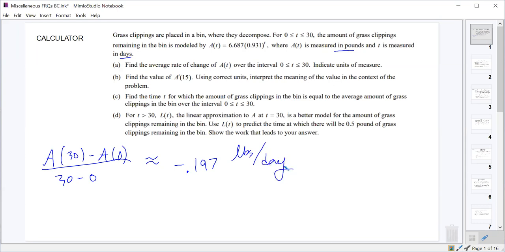What did you put? Pounds per? You put pounds per second. Okay, wonderful. All right, so see it right here. The word days is spelled D-A-Y-S, and seconds is S-E-C-O-N-D-S. So this is the word days.